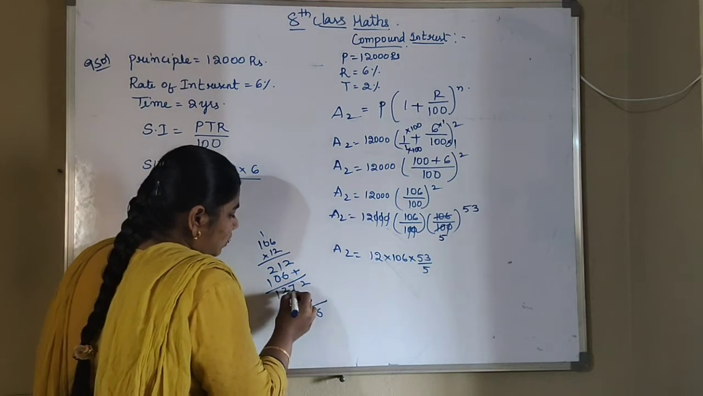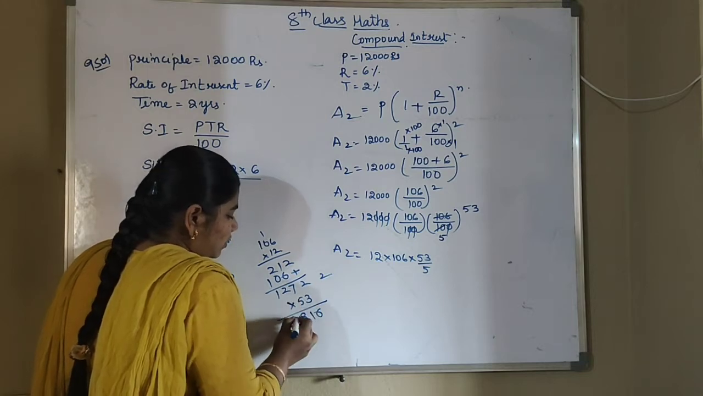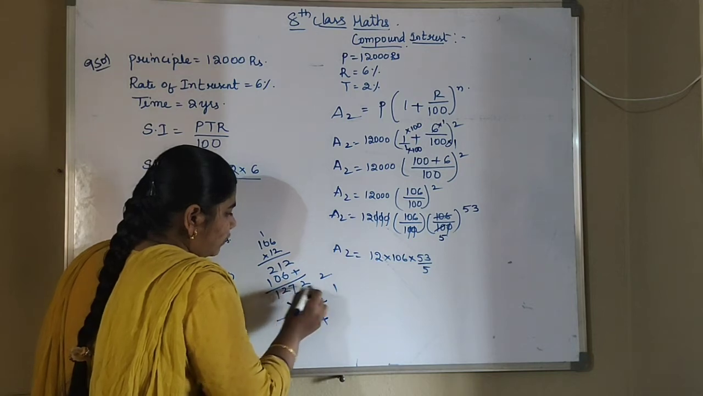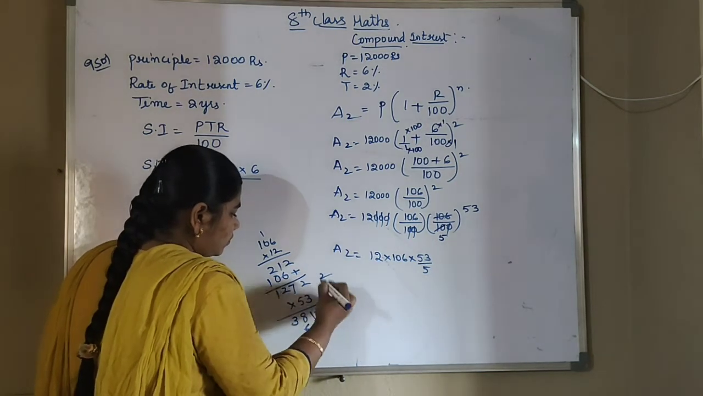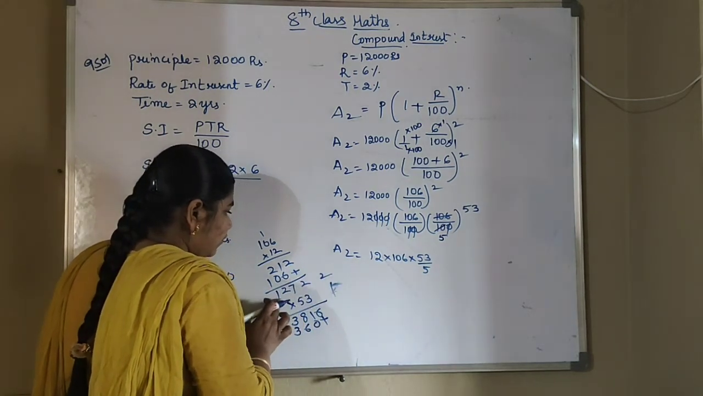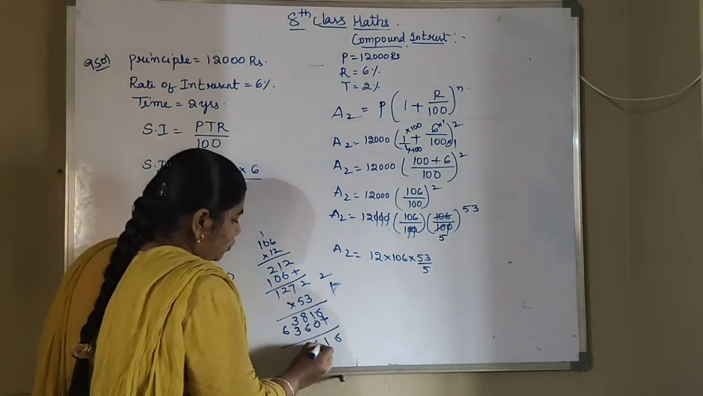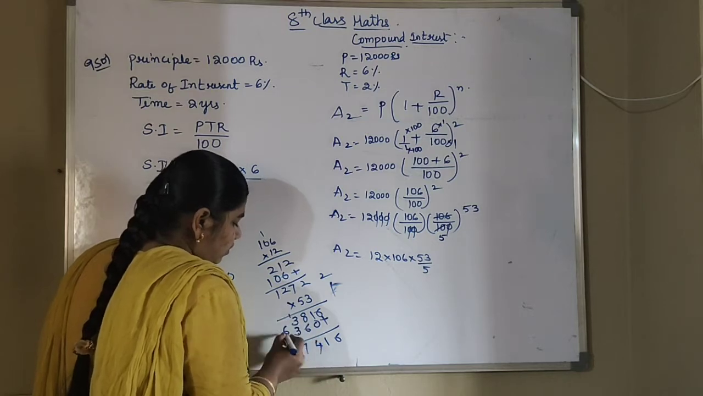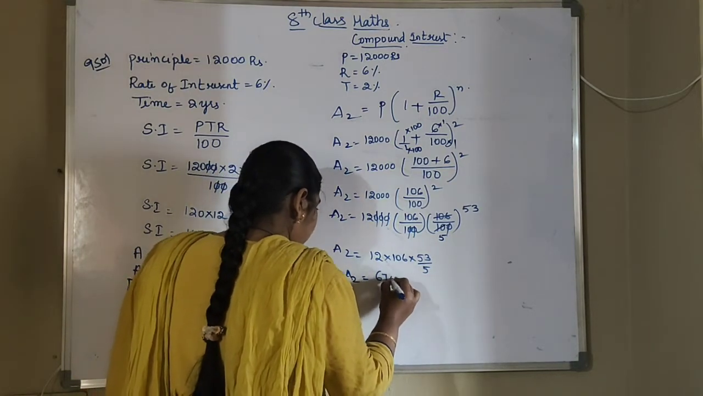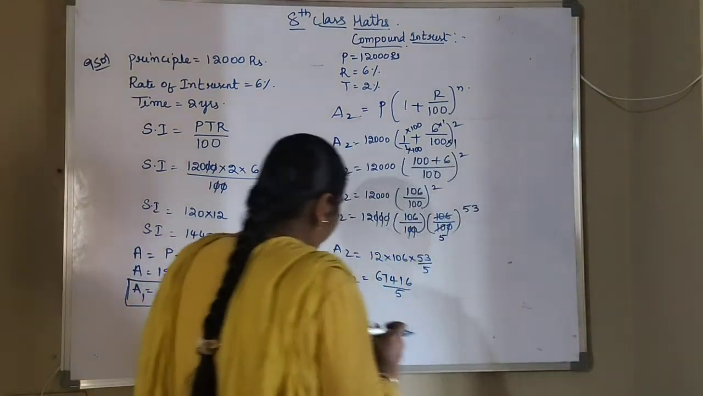3 2s are 6, 3 7s are 21, 3 2s are 6, 7, 8, 3 1s are 3. Multiply with 5: 5 2s are 10, 5 7s are 35, 36. 5 2s are 10, 10 plus 3 is 13. 5 1s are 5, 5 plus 1 is 6. So you got 67,416. So A2 is equal to 67,416 divided by 5.